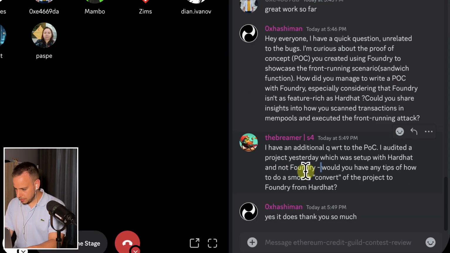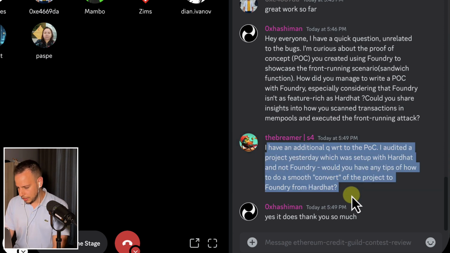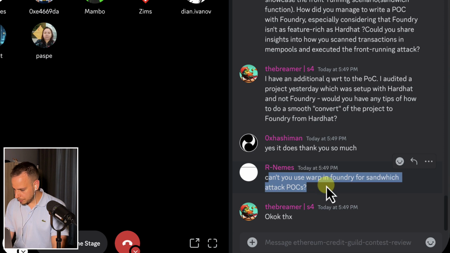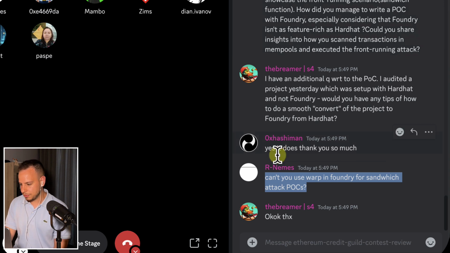Which was set up with Hardhat and not Foundry. Would you have any tips on how to smoothly convert the project to Foundry? There is a great article, I think that someone from the community wrote, about converting projects from Hardhat to Foundry. We won't get into that, do some research online, but there are ways to do that. Can't you use wrap in Foundry for the attack? I'm not sure. Actually, I'm not that pro in Foundry, but maybe Taz will know how to simulate front running.